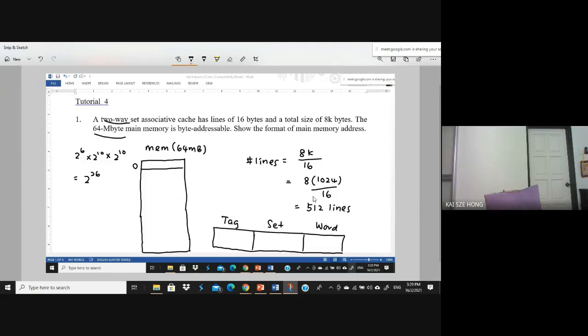For those who can do it, you can do it at the Jamboard over there. You can share your answer at the Jamboard. Let's say you have 16 bytes in the cache line. So what is your word? How many bits for your word? Anyone can answer? Jingwen? Let's say you have 16 bytes. How many bits do you need to use to represent the 16 bytes? Anyone?